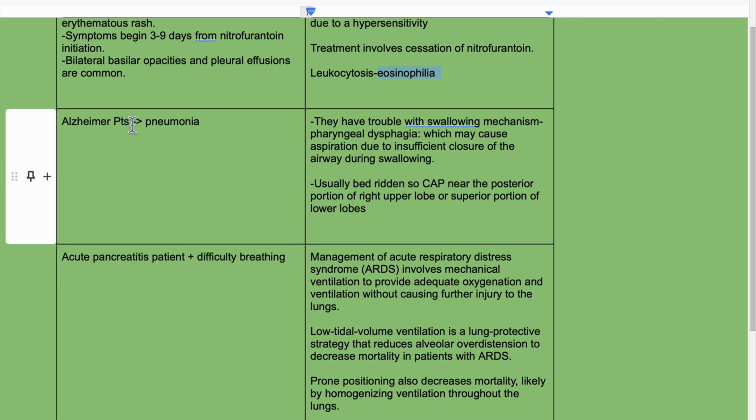You have an Alzheimer's patient who has pneumonia.